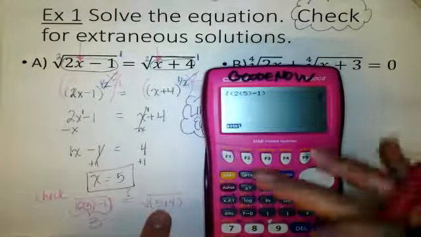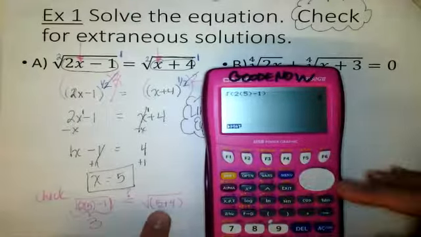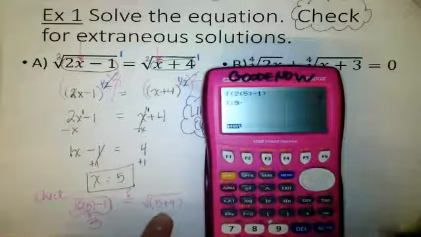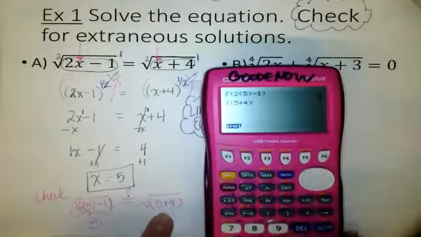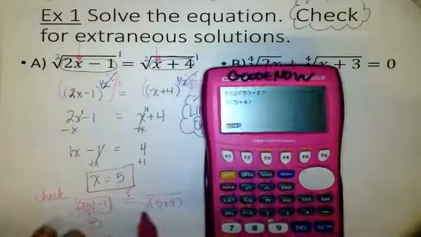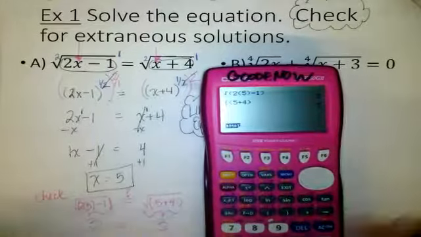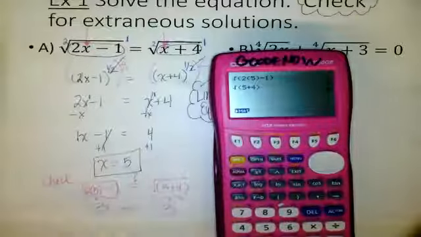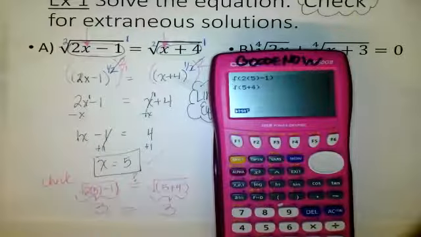I'm going to do the same thing because I want to check for balance. So I need to check the right side. So I'm going to do, again, square root of 5 plus 4. And so that also gives me a 3. Does the left side equal the right side? Yes, it does, which means 5 works just fine. Okay? Check for balance is what we say. We want to know that the left and the right side are balanced. They're equal. Okay?